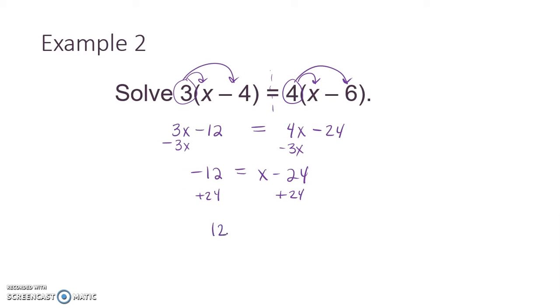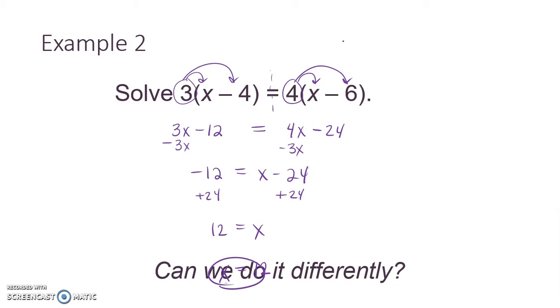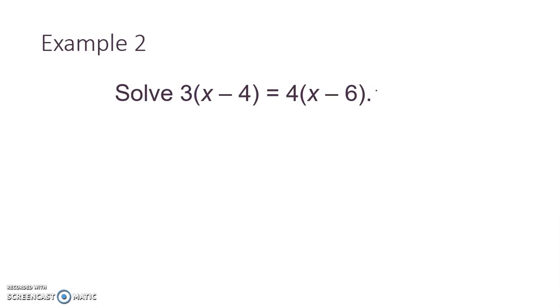We'll end up with 12 equals x, but remember we said we should always start with the variable first, so we'll just say x equals 12. But that's one way of doing it. Can we do it differently? So this time we moved our variable to the right. Let's do the same problem again, but this time let's move our variable to the left.